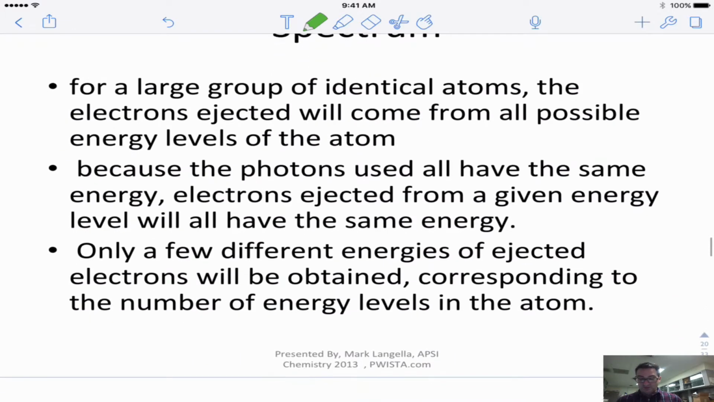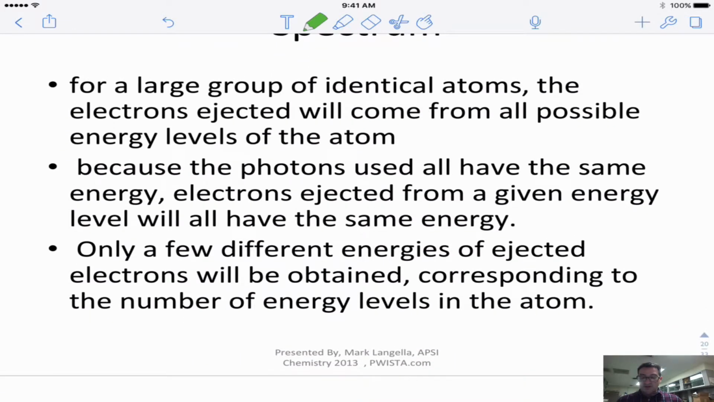So we're going to have a large group of atoms. All of the electrons that are ejected from a particular energy level are going to have the same amount of kinetic energy coming off. But what we're going to see is that this will hold true for sublevels as well, and we can actually determine the number of electrons in each sublevel. So we can do it based on energy level, but then we can even subdivide it and do it based on sublevel as well.